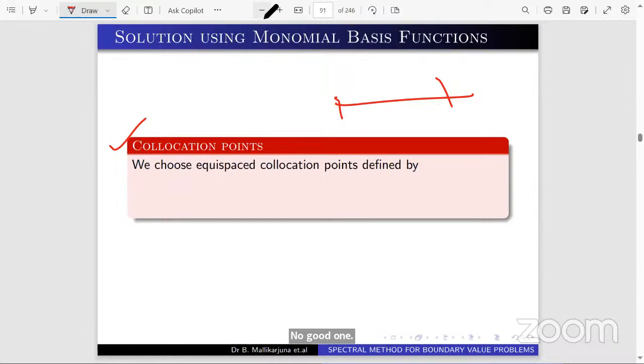I request the organizers, please look into this matter, otherwise it is disturbing to others.